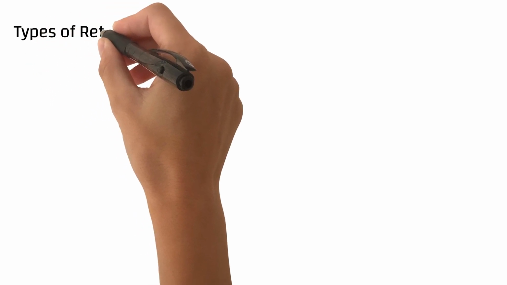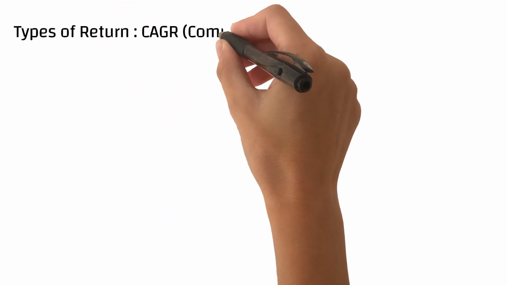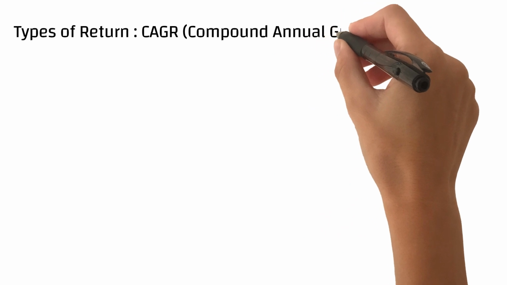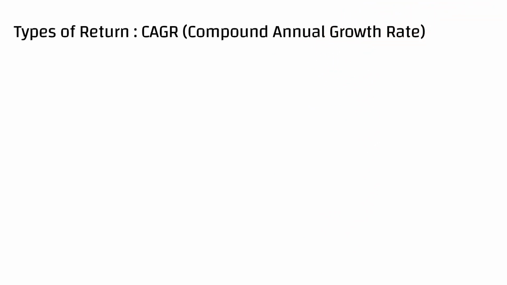Next, we will see another type of return called CAGR, which stands for Compound Annual Growth Rate. CAGR measures the investment's average annual growth rate over a given period, assuming profits are reinvested at the end of each period of the investment lifespan. This is more of a jargon now. We will look into this with an example, but before, we will check the formula.